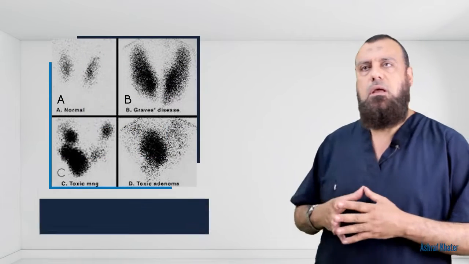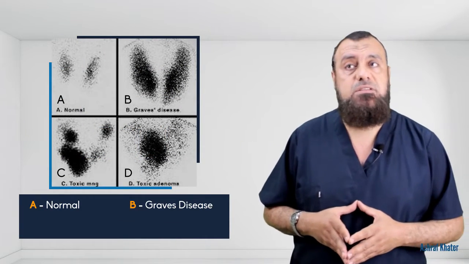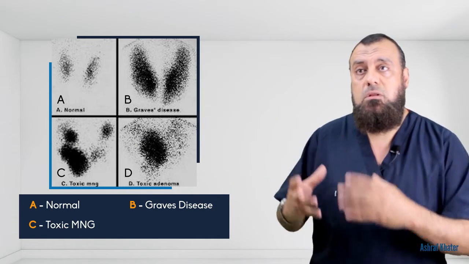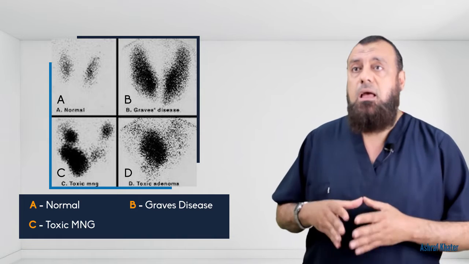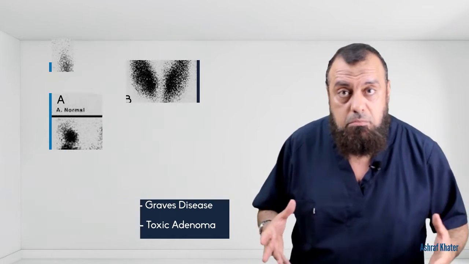Again, another photo. In number A, this is the normal. In number B, this is Graves' disease. In number C, this is Plummer's disease with multiple hyperactive nodules. And in number D, an example of a toxic nodule.